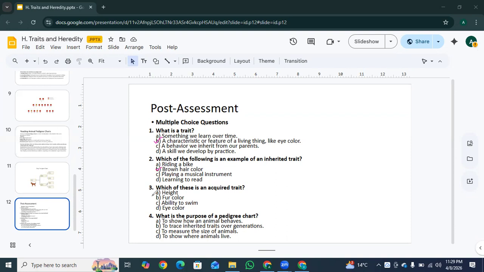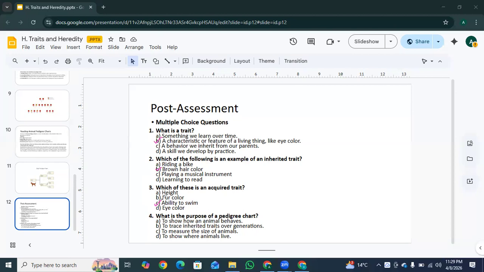So the next one is, which of these is an acquired trait? Height, fur color, ability to swim, eye color. Yes, ability to swim. Because you are not born knowing how to swim. You have to practice and learn it from your environment. Height, fur color, and eye color are all things you are born with.